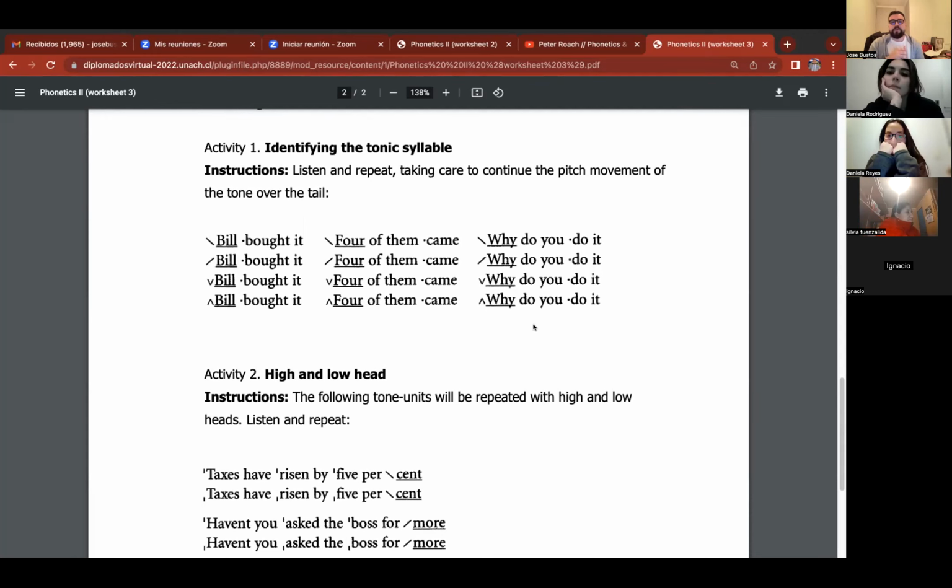Before you leave, I'm going to explain a little bit about how I'm going to design the evaluation for you. It's going to be divided into two parts. One part is going to be identification, to identify if a tone unit has a fall tone or a rise tone or fall-rise or rise-fall tone. Also to identify the tonic syllable, that's going to be related to listening.